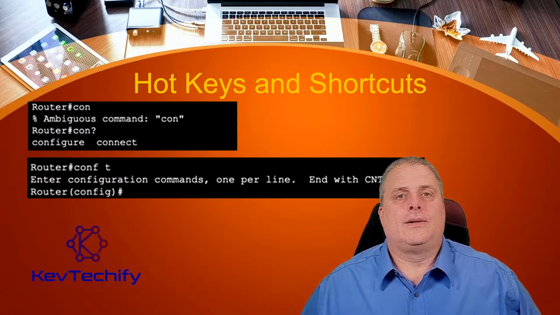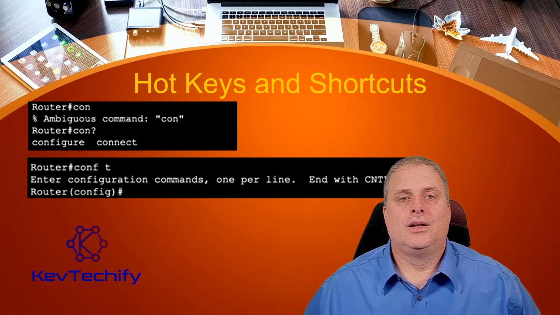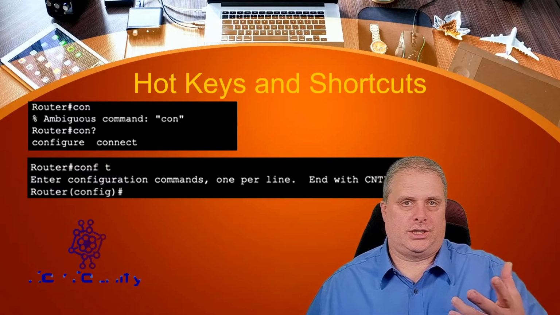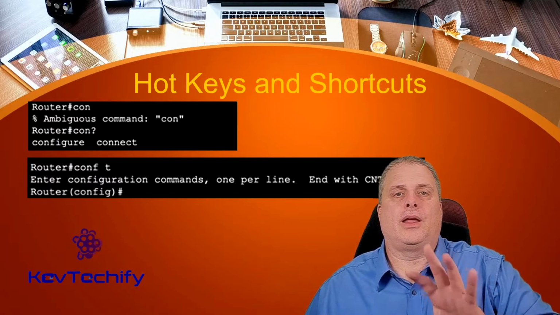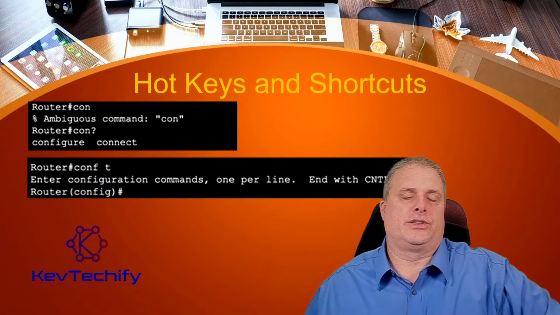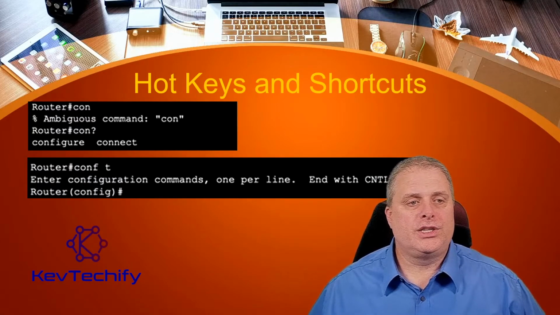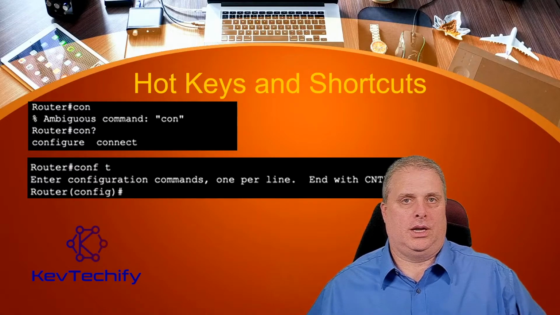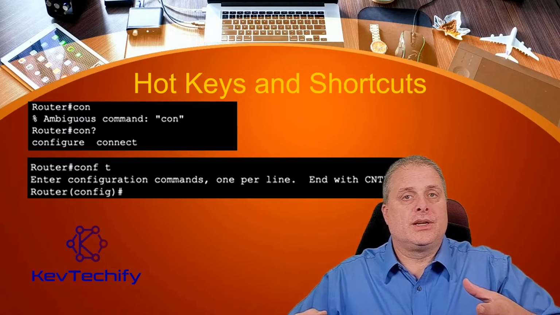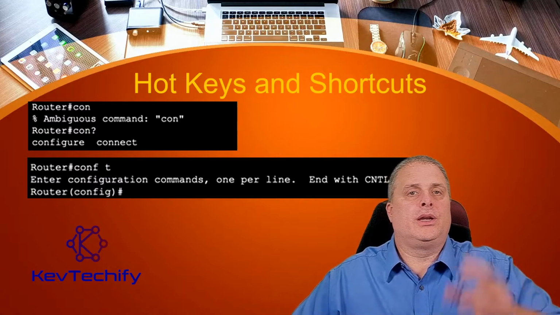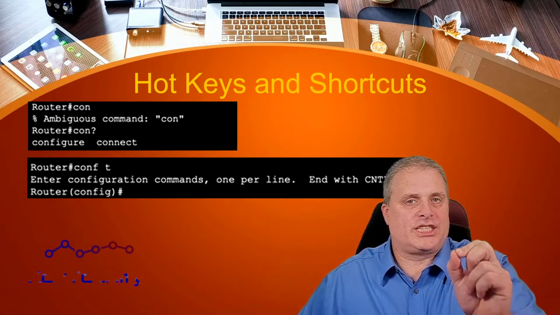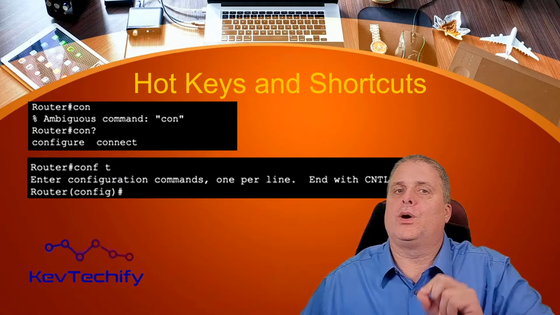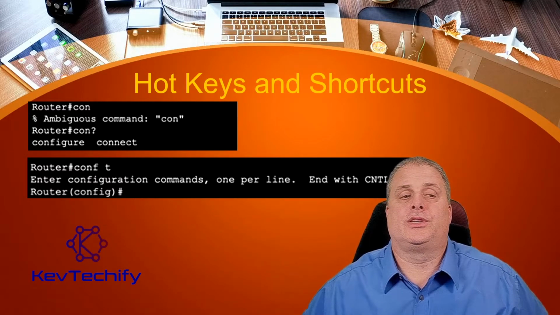Yep, there are some hotkeys and shortcuts that I think you should be aware of that will help you when you're using the Cisco operating system. The first one is to use the question mark. Remember, on the previous slide we talked about putting in a command, then a space. That space is important, and then the question mark tells you what options or arguments it's looking for.